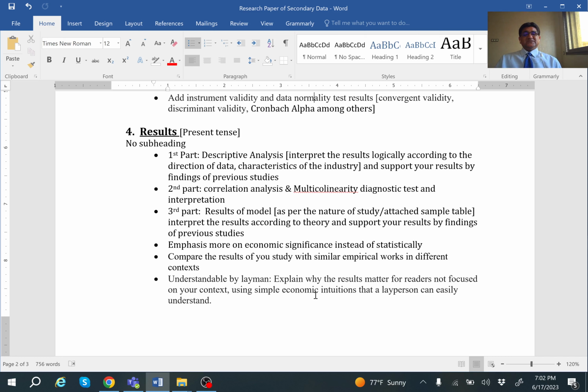So we have to develop the contextualization, what the values are suggesting, where we stand, where our selected population, where our selected audience is existing. So first one is descriptive stat we normally report here, and we discuss the mean, median, and minimum maximum value in logical sense. Then we need to report the correlation analysis and multicollinearity diagnostic test.